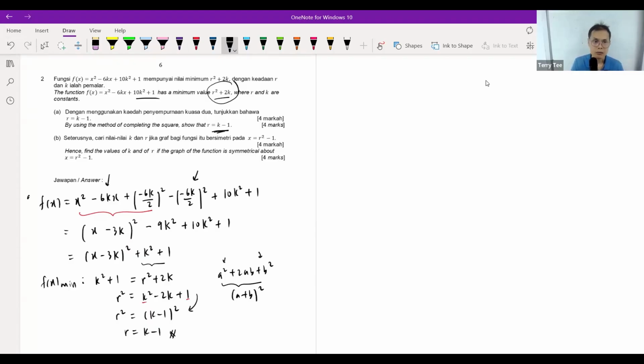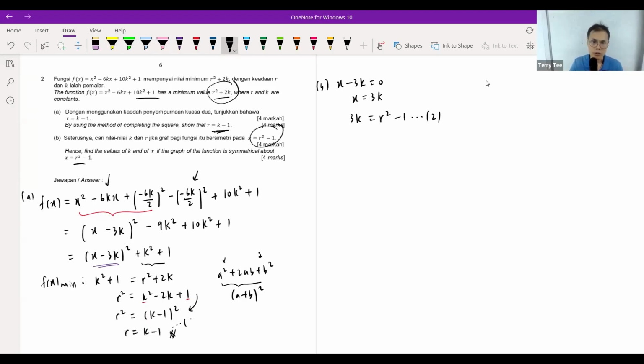Now, next, we need to find the values of r and k. The graph of the function is symmetrical about x equals r squared minus 1. Your axis of symmetry we can actually find from this equation. We know that the minimum occurs when the one inside the bracket, x minus 3k, equals 0, so your x is 3k. This is what we call your axis of symmetry. And we want to equate this with r squared minus 1. So we write 3k equals r squared minus 1. We can call this equation 2.